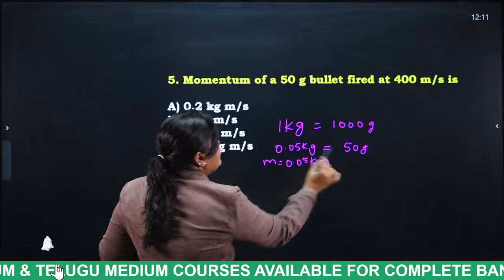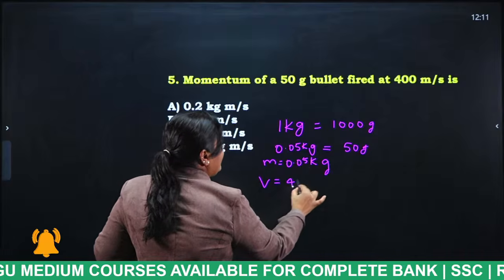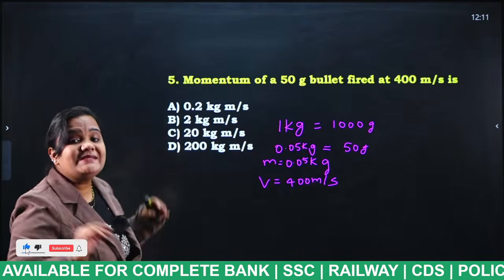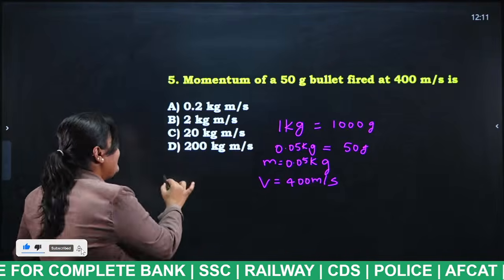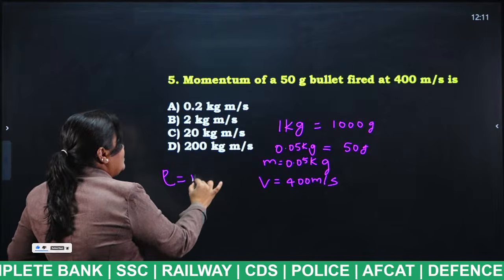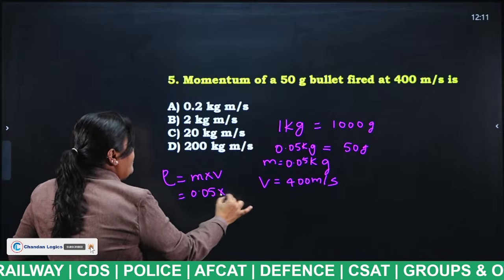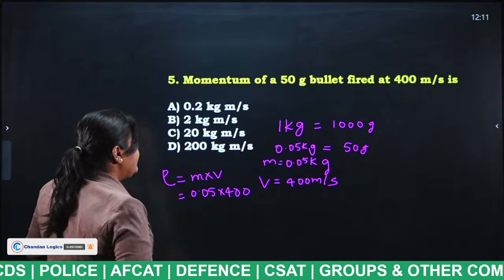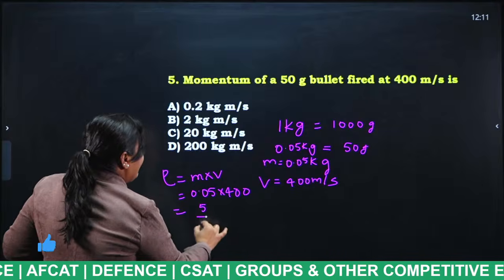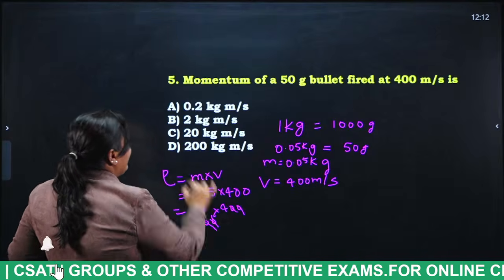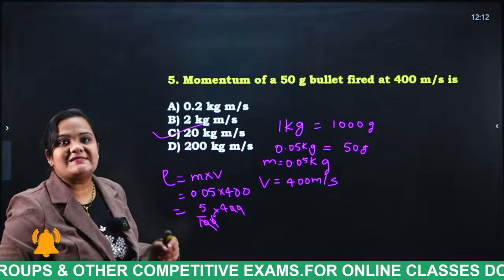And what is the velocity, students? Velocity is going to be 400 meters per second. I have already told you, students. So what is the momentum formula? Momentum is denoted by rho, that is equal to m into v. So finally 0.05 into 400. So what is going to be the answer, students? 5 by 100 into 400. Cancel these two. So what will you get? 20 kg meters per second.